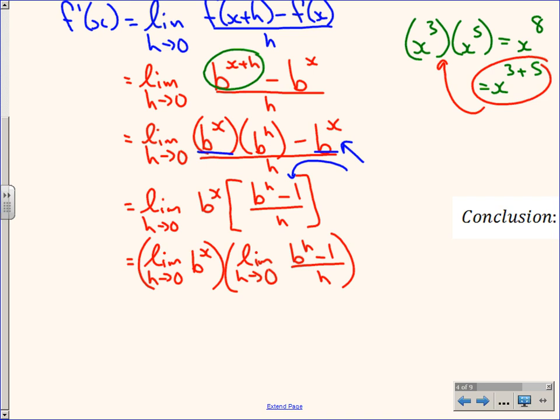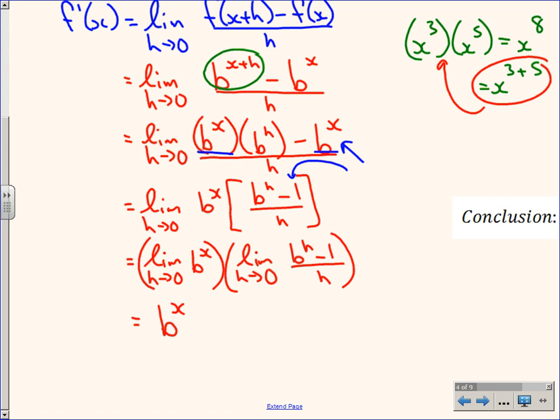And this is kind of neat actually, because at this point, oops, that's a really bad equal sign. This first bracket, the limit as h approaches 0 of b to the x. B to the x has nothing to do with h. So the fact that we're letting h approach 0 doesn't matter. So that's just b to the x, right? Let h approach 0, that's fine. It's still going to be b to the x.